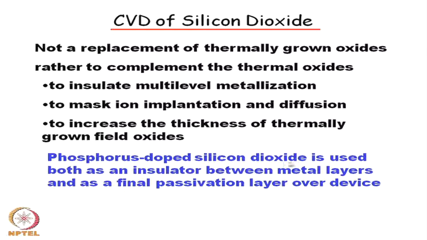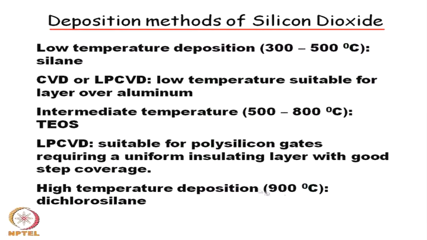Phosphorus doped silicon dioxide is used both as an insulator between metal layers and as a final passivation layer over the device. So, it means that silicon dioxide films can be doped even by phosphorus. However, this doping is not like in silicon for making n type or p type; rather it is used as an insulator between metal layers and as a final passivation layer over the devices.